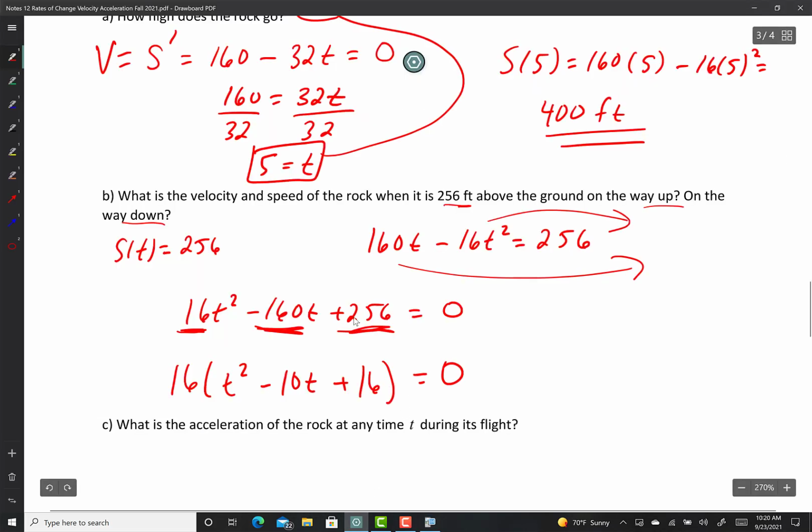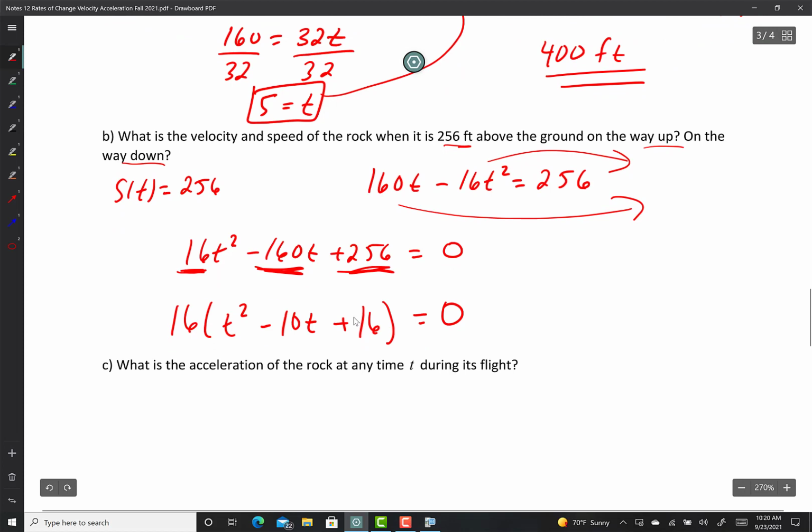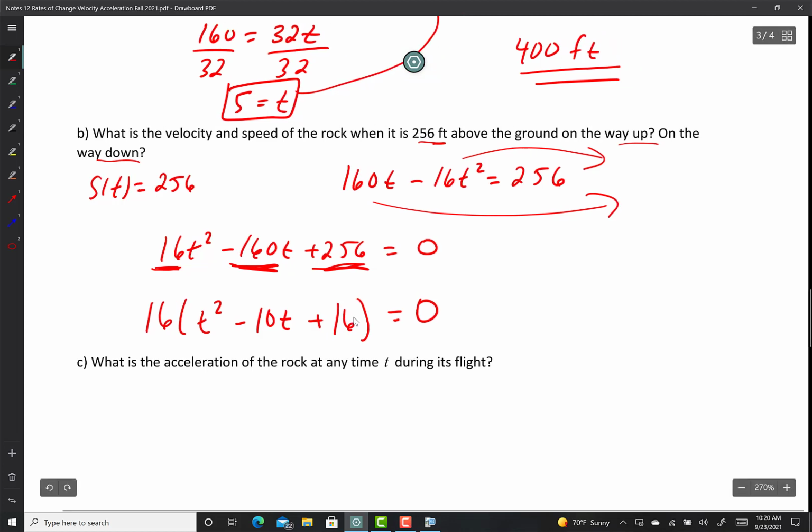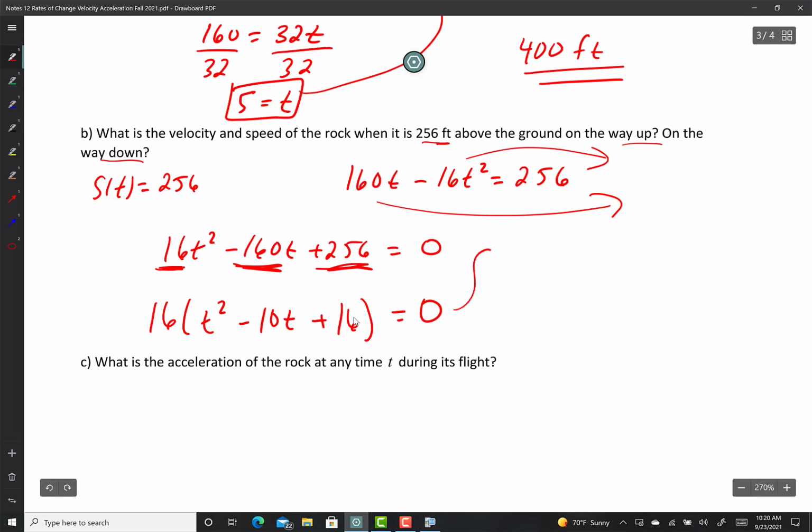All right, now, is it factorable? It's not always factorable, but this one is, so we don't have to do anything special. We can just factor it out. 16 parentheses. What two numbers will multiply to give me 16 but add up to negative 10? So t minus 8, t minus 2. And that still equals 0.